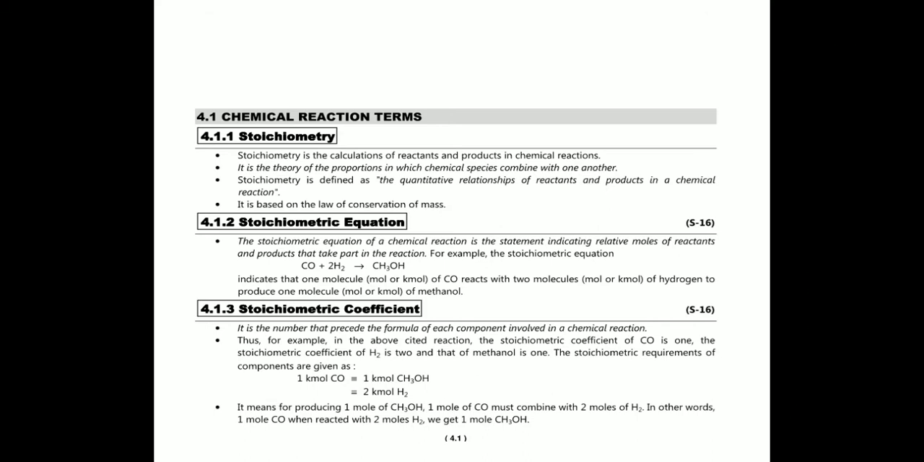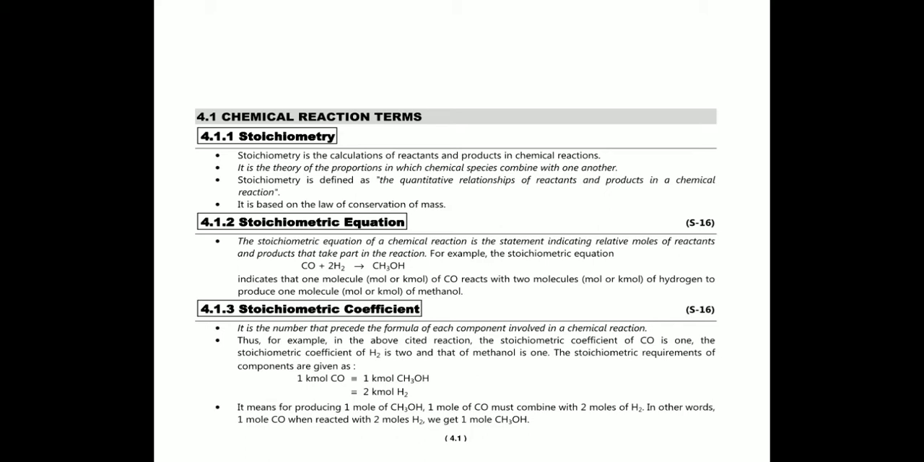Now see, what do we mean by stoichiometric equation? The equation of a chemical reaction is the statement indicating relative moles of reactants and products that take part in the reaction. Now let us see, CO plus 2H2 gives methanol. It indicates that one molecule of CO reacts with two molecules of hydrogen, and combined it will give one molecule of methanol. The molecules of carbon monoxide, hydrogen and methanol are represented by either mole or kilomole.